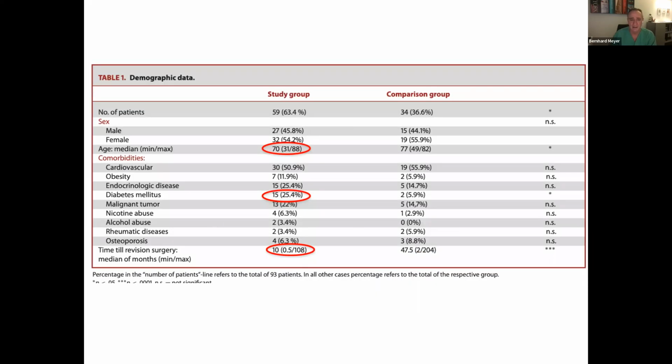These are the demographic data of these patients. The study group was a bit younger than the comparison. There was a higher incidence of diabetes. I'm unsure whether this has anything to do with it, but this is one factor. And obviously, on average, these patients were revised almost a year later, or 10 months later, as opposed to the adjacent segment group, which is several years later. But this is, I think, quite obvious.